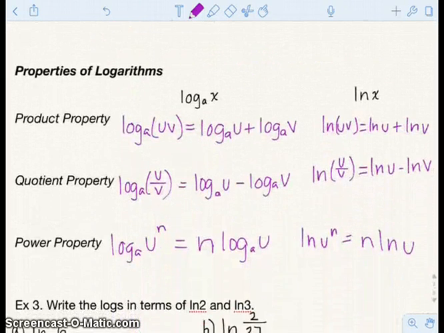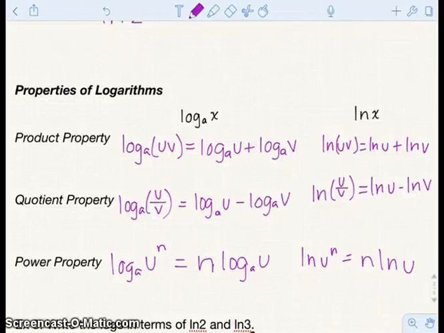There's also properties of logarithms that we're going to get into, and there's different properties. They're the same for log base a as they are for ln, just ln is written as ln as opposed to log base e. However, the rules still apply. So the first one you see is the product property. It says that log base a, or ln, of u times v on the inside of the log is equal to log base a of u plus log base a of v. Notice the same applies for the natural log.